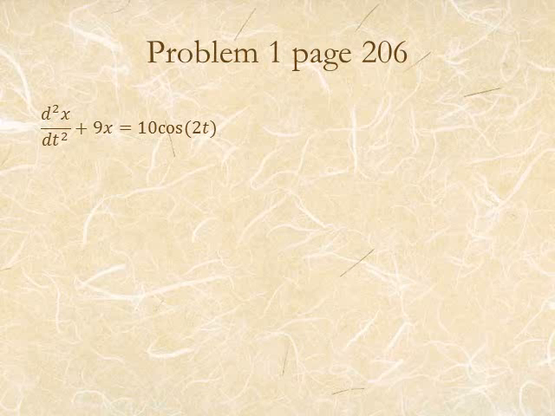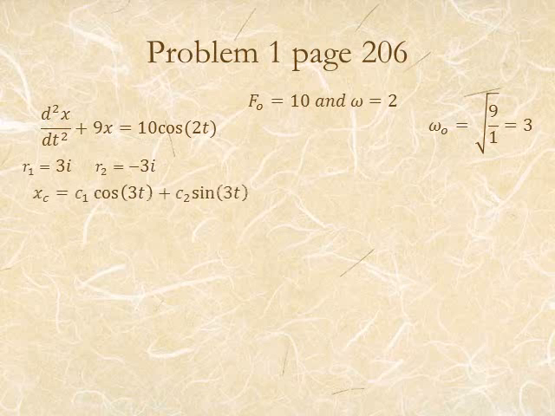So this is problem 1 on page 206, and we've got this undamped oscillator, and it's driven by this function. So from that, I can determine that omega should be 2, f0 should be 10, and the natural frequency should be 3. And then you find the roots for this equation, you find that they're imaginary, and so you would get that for the characteristic equation.